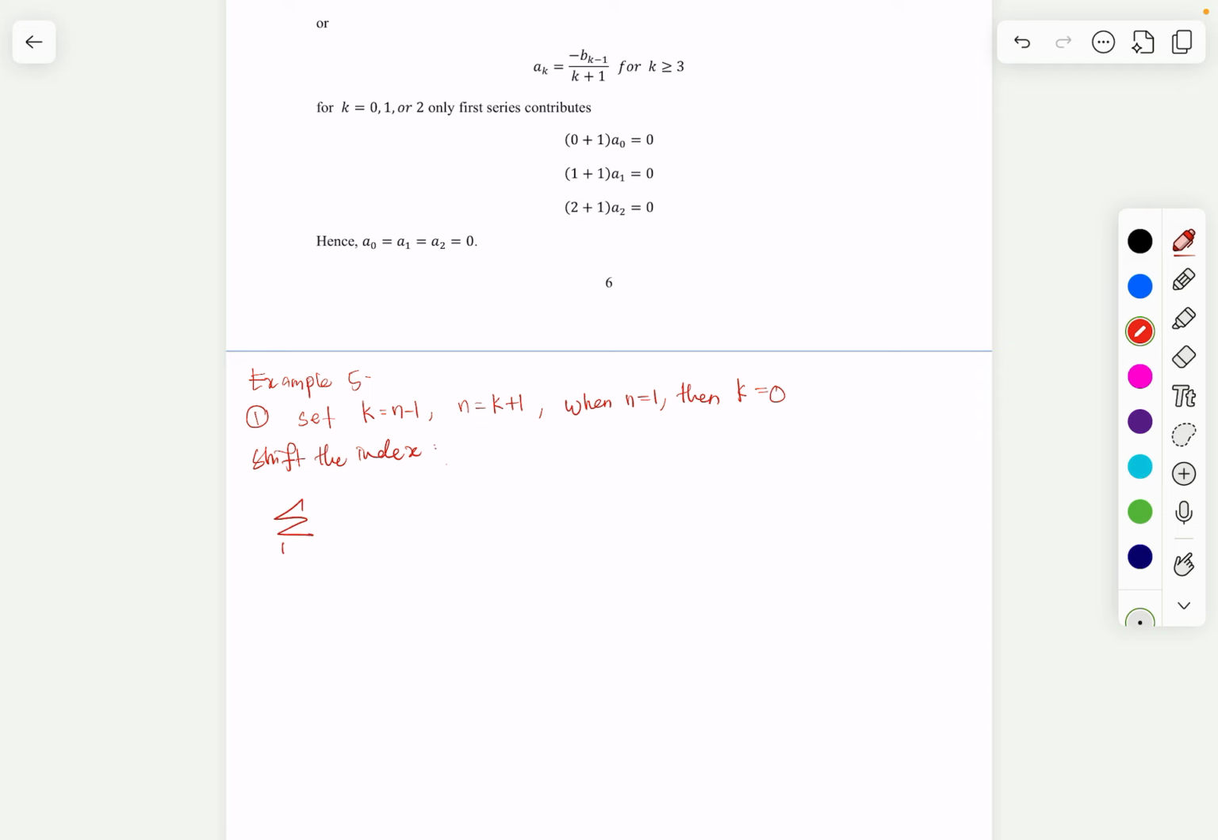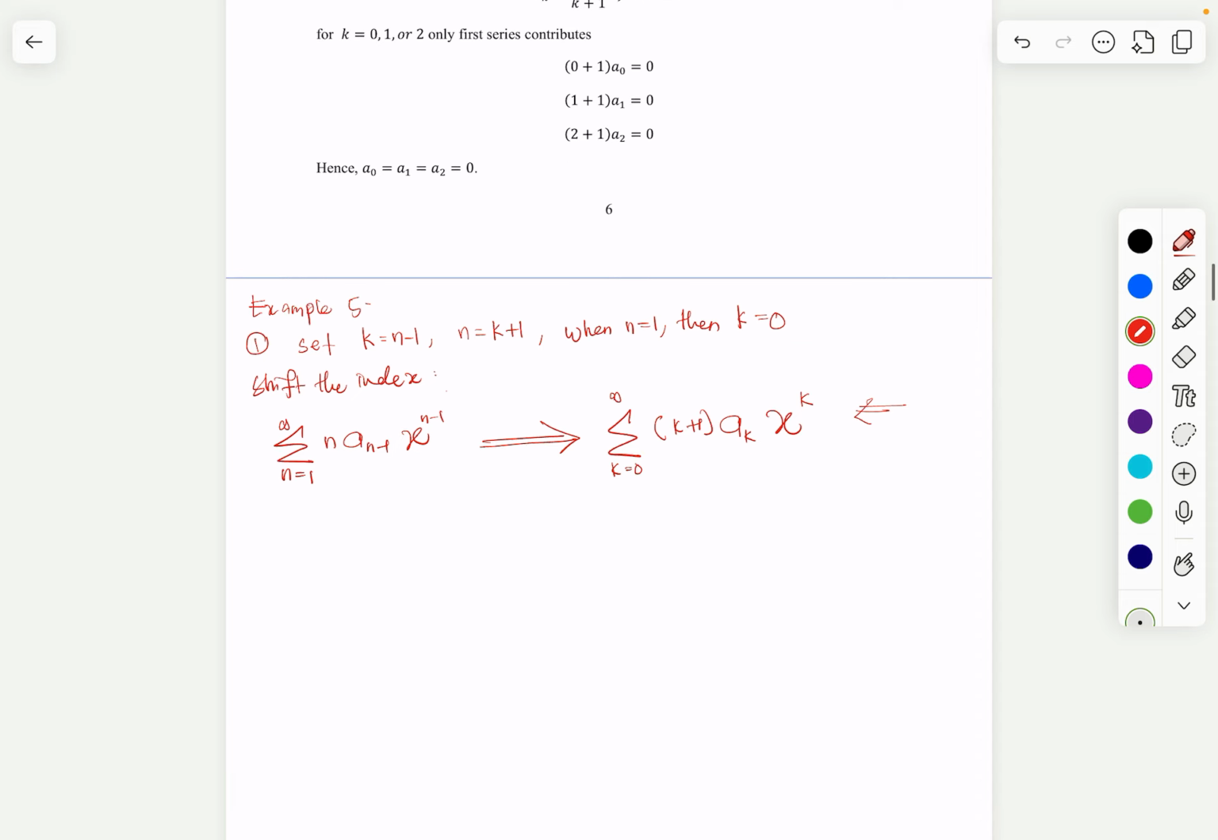originally n from 1 to infinity, and then a_{n minus 1} x to the power of n minus 1. So we shift the index based on the things that we set. So n equals 1 becomes k equals 0 to infinity, and then n becomes k plus 1, then a with subscript n minus 1 which is k, and then x to the power of n minus 1 which is k. Okay, so we have this new form. This is for the first part of the series.